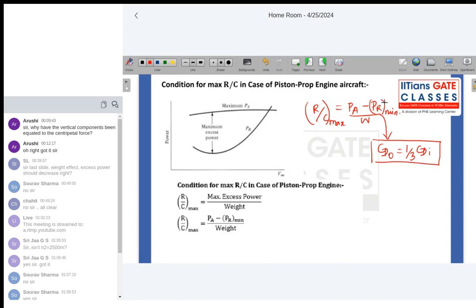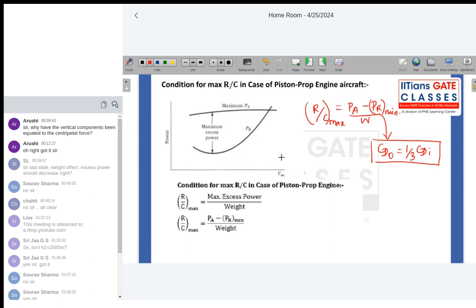Then, if the power required is minimum, what happens? Already there is a power available. So power available minus power required minimum will have the maximum excess power. Power required is minimum means the differential quantity will be the maximum quantity. So maximum excess power divided by weight is called rate of climb max.